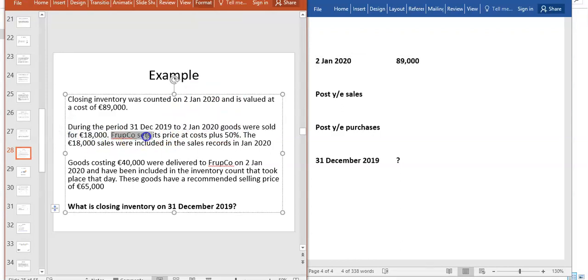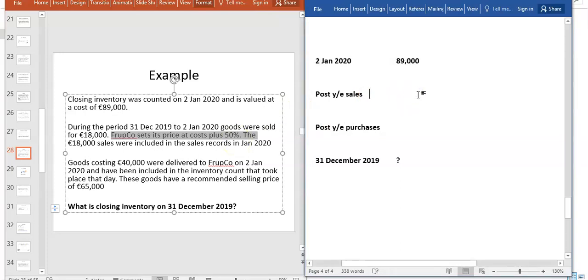Right? Frupo set its price at cost plus 50%. The 18,000 sales were included in the sales records in January. So think about it. These were sold after the year end, but they were in inventory at the year end. So we need to add back the cost of these in stock at 31st of December. That's an important one where students get confused. Well, they were there at the 31st of December. They wouldn't be there when we did the inventory count because we've sold them, but they should be added back because they were there 3 days earlier.